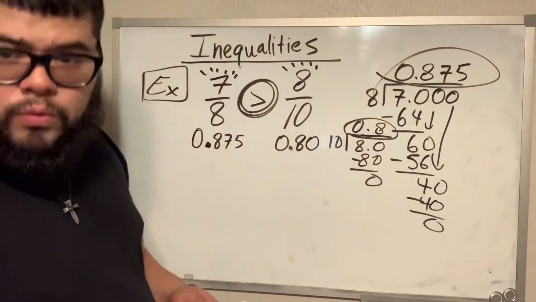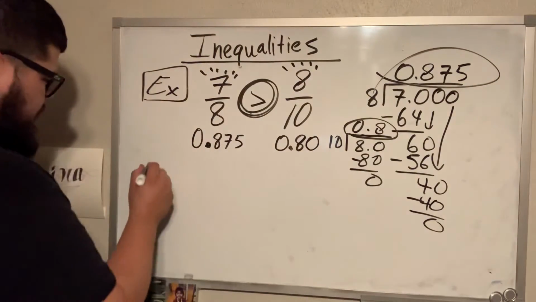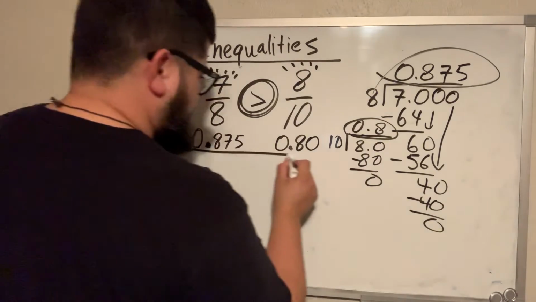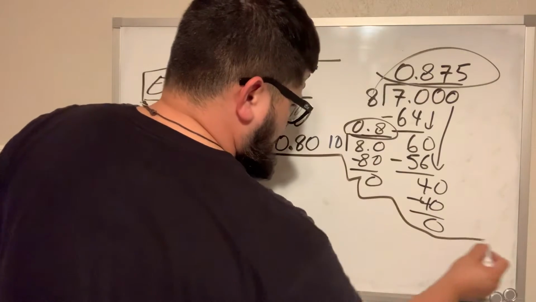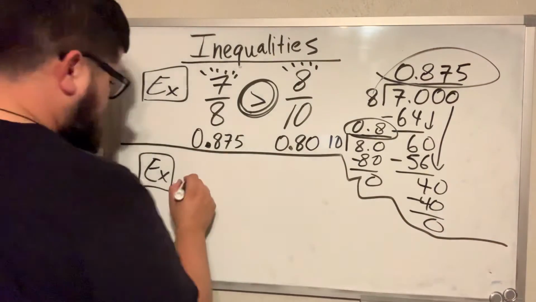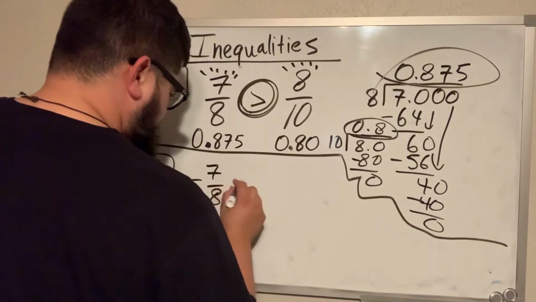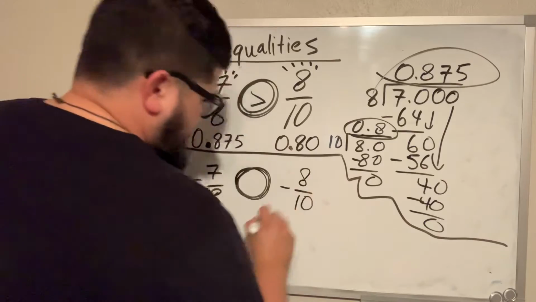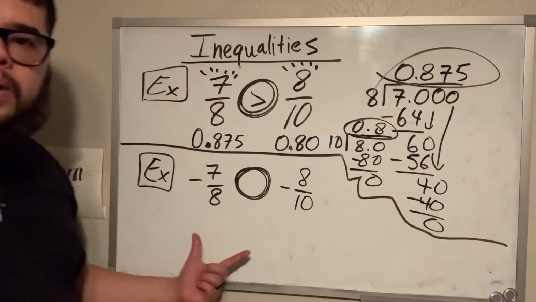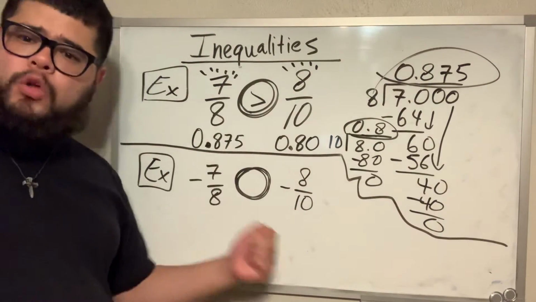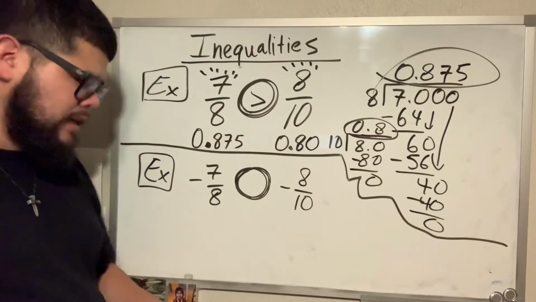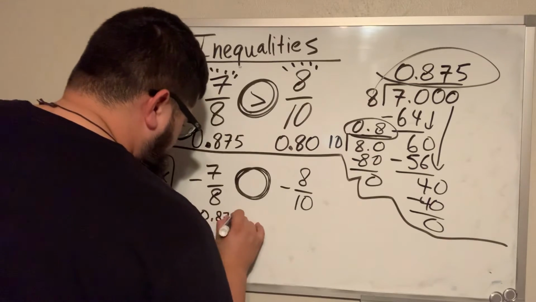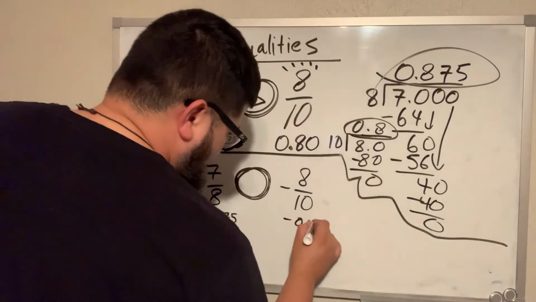All right, so I'm going to leave this example up, and we're going to do the next example on the bottom part, down here underneath. So the next example is negative 7 over 8 and negative 8 over 10. It's pretty much the same example as up here, except both of our numbers are negative this time. So this is actually negative 0.875, and this is actually negative 0.8.